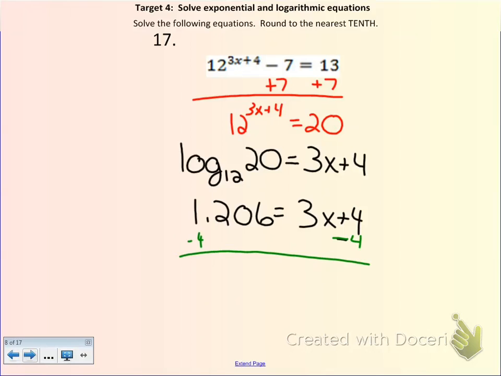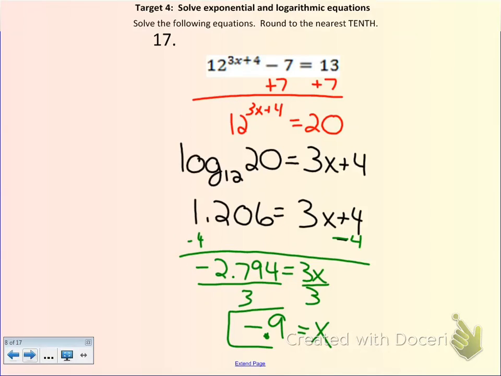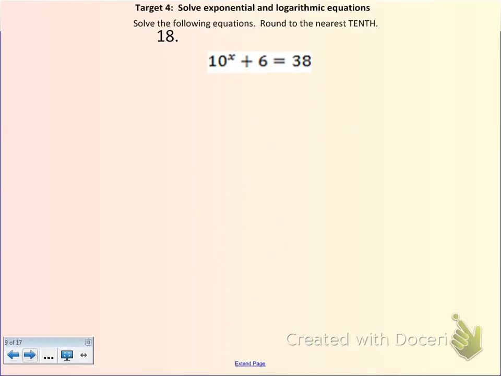We end up with negative 2.794 equals 3x. Divide both sides by 3. And x equals, when you round it to the nearest tenth, negative 0.9 as our answer. Yay! One more of these.